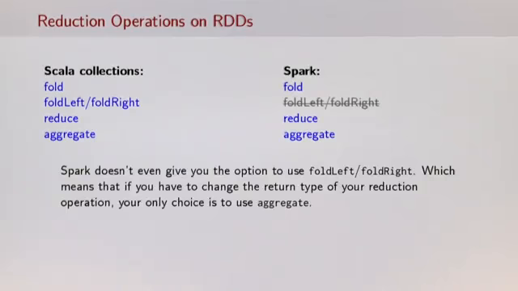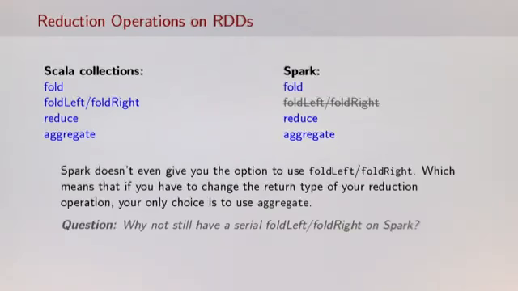So what does this mean? Well, since in regular Scala collections, our only choice for changing the return type of a reduction operation was to use either the fold left or fold right operation or aggregate, this means that now in Spark, since there is no fold left or fold right operation, we can only use the aggregate operation if you have to change the return type of your reduction operation. So now you have no choice. You can't reach for this familiar fold left anymore. You have to use this weird aggregate thing that maybe you didn't use so much before in regular Scala collections.